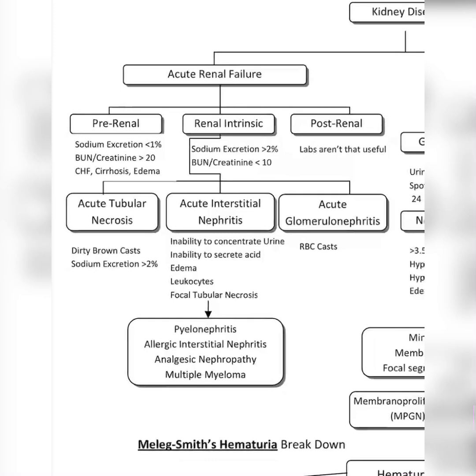Some of the causes of acute interstitial nephritis can be pyelonephritis, infection of the kidneys, allergic interstitial nephritis, analgesic nephropathy, and multiple myeloma. So all these are the causes of acute interstitial nephritis. In acute glomerulonephritis, you can find RBC cast in the urine.